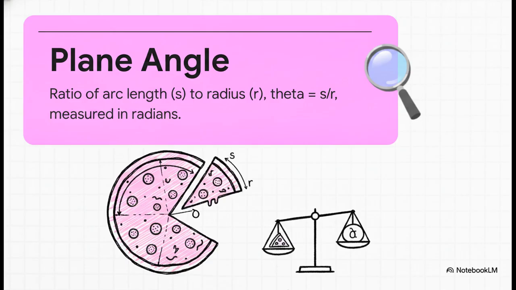If you want to know the size of the angle at the point of your slice, just take the length of the crust, that's your arc length, S, and divide it by the straight edge of the slice, which is your radius, R. That simple division gives you the angle theta in radians. It totally grounds an abstract concept into something you can easily visualize on test day.